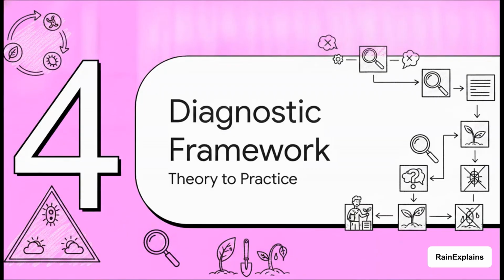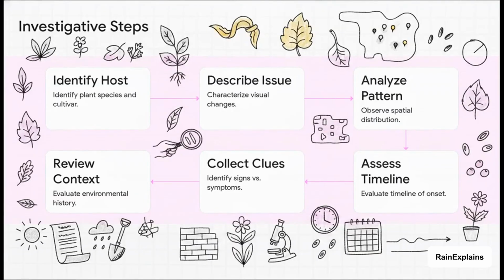The Detective's Framework, Moving from Theory to Practice. All right, now that we have these super powerful conceptual models under our belt, the disease circle and the disease triangle, how do we actually use them out in the real world? Well, we transition from theoretical models to a very practical, systematic investigative framework. And this is actually the exact step-by-step process used by professional horticulturists and extension agents to deduce the culprit. It's a structured, 6-step diagnostic progression designed to help you effectively eliminate variables.